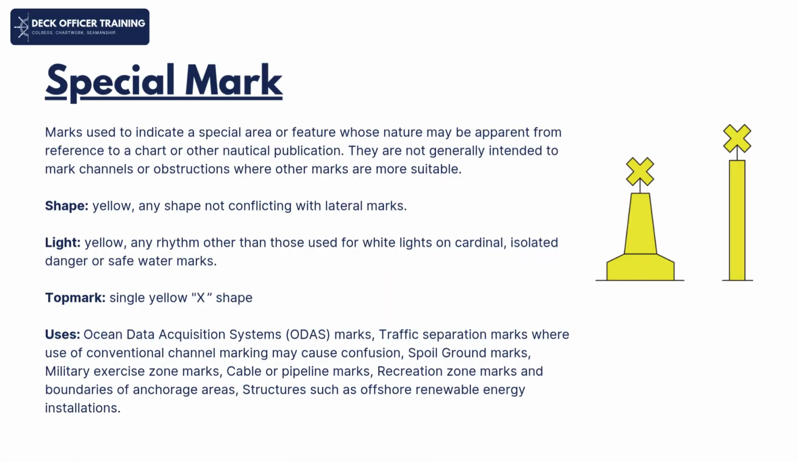Special marks used to indicate a special area or feature whose nature may be apparent from reference to a chart or other nautical publication. They are not generally intended to mark channels or obstructions where other marks are more suitable. Shape: yellow, any shape not conflicting with lateral marks. Light: yellow, any rhythm other than those used for white lights on cardinal, isolated danger, or safe water marks. Top mark: single yellow X shape.